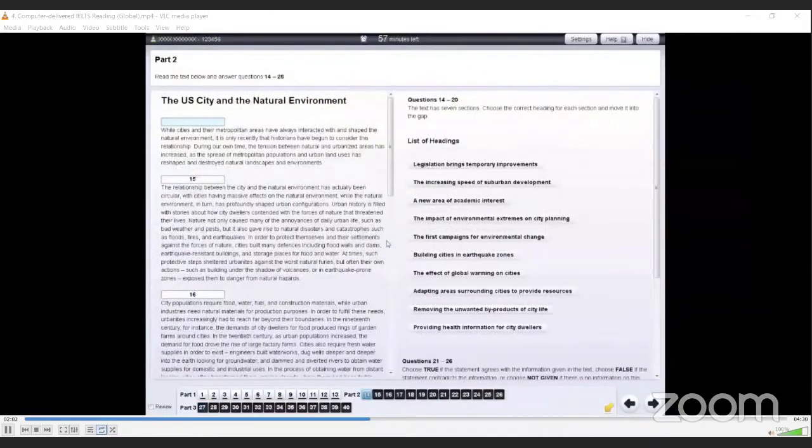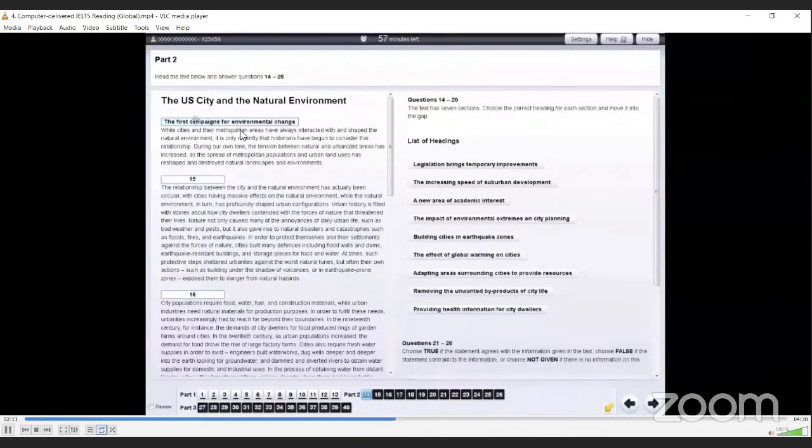For some questions in the reading test, you need to click on a heading for a paragraph or section and move it into the gap. If you want to change your answer, move another heading into the gap.